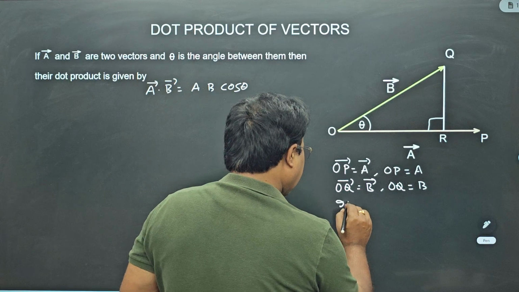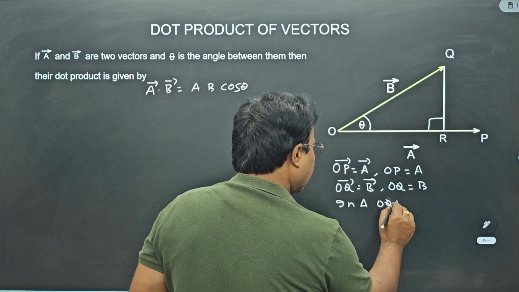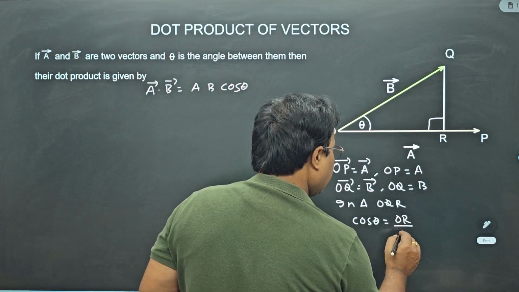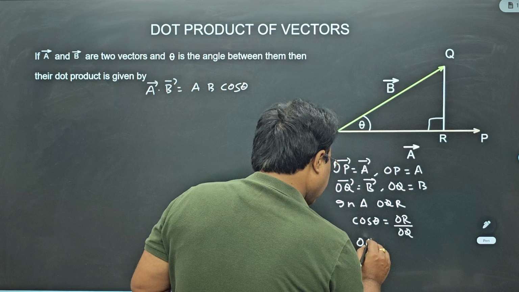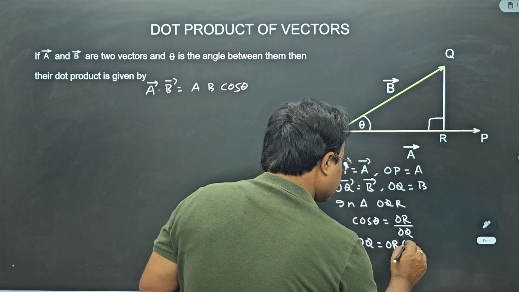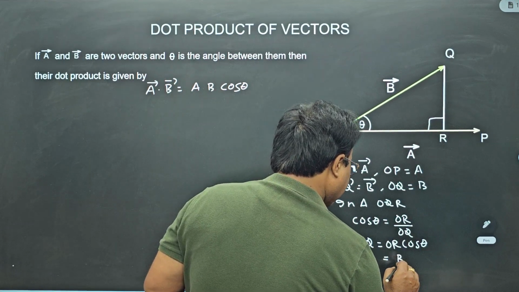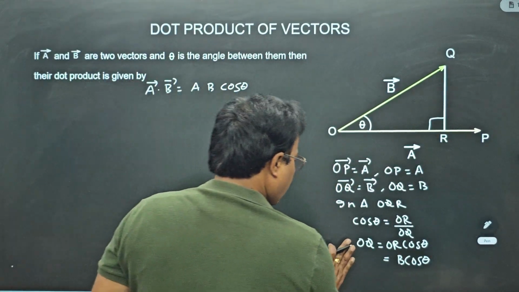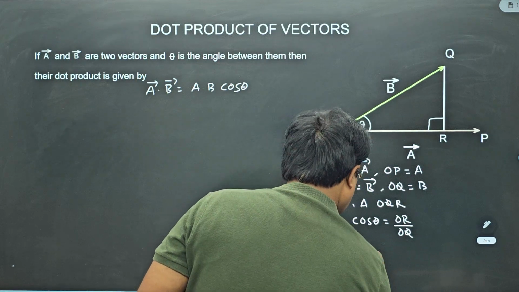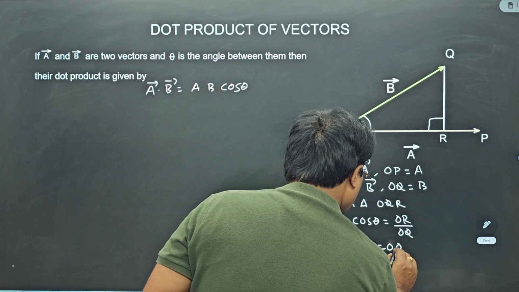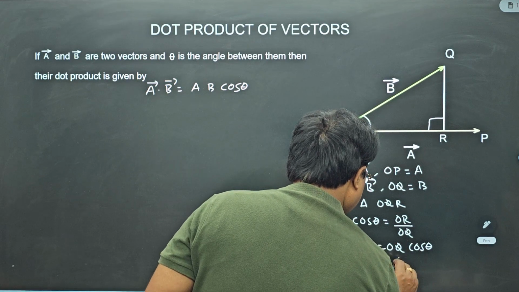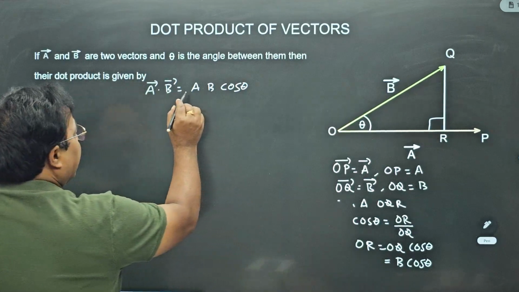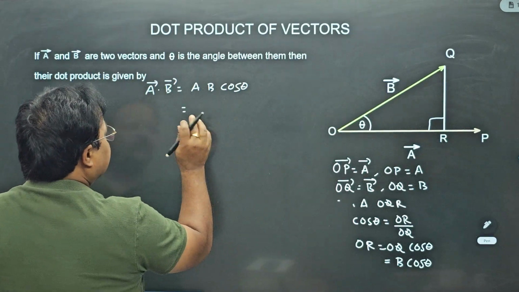You see, in triangle OQR, what is cos theta, my dear students? Cos theta is equal to OR by OQ. So OR is equal to OQ cos theta. OQ is the magnitude of B vector, so OR is equal to B cos theta. Then the product is the magnitude of A into the magnitude of B cos theta. That is the dot product of vectors.